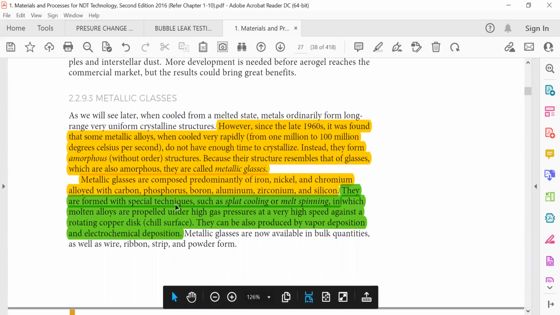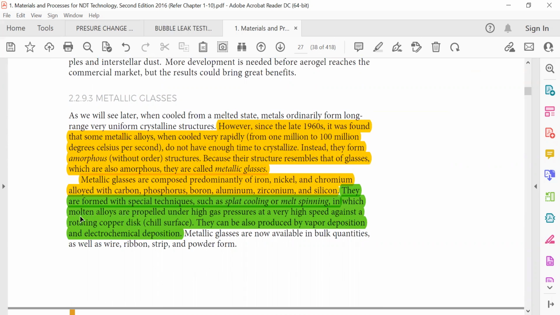Metallic glasses. Metallic glasses are composed predominantly of iron, nickel, and chromium, alloyed with carbon, phosphorus, boron, aluminum, zirconium, and silicon. They are formed with special techniques such as splat cooling or melt spinning, in which molten alloys are propelled under high gas pressure at very high speed against a rotating, chilled copper disc surface. They can also be produced by vapor deposition and electrochemical deposition.